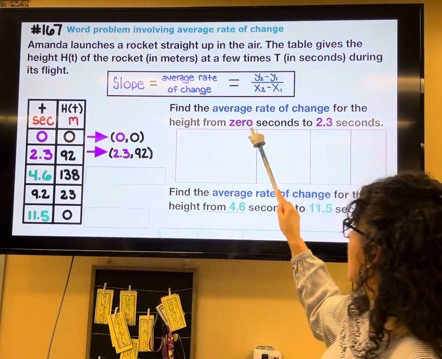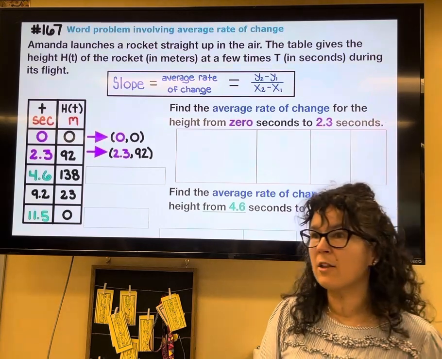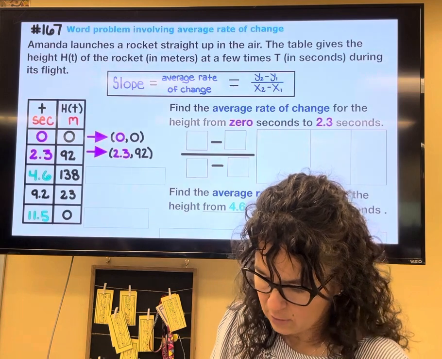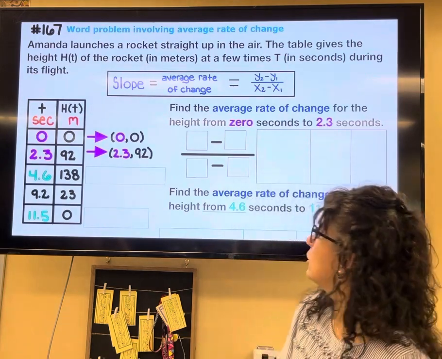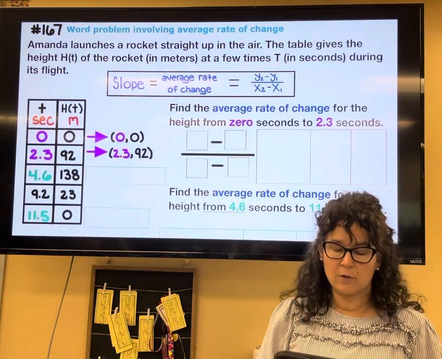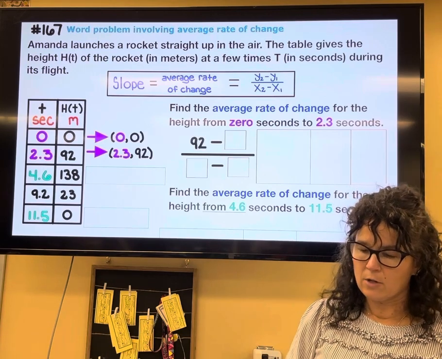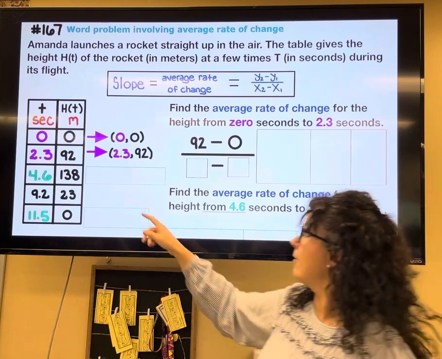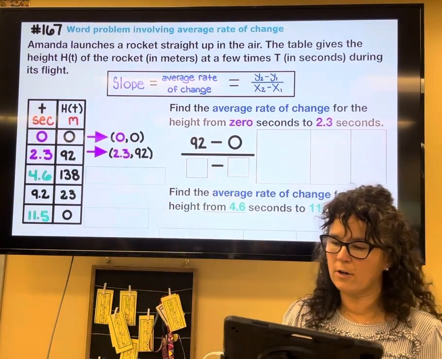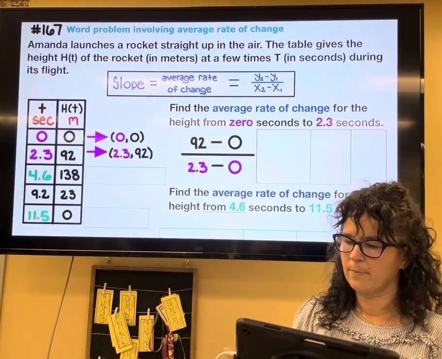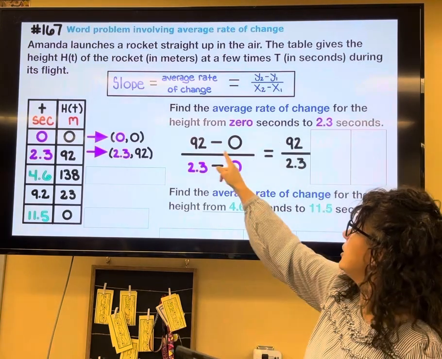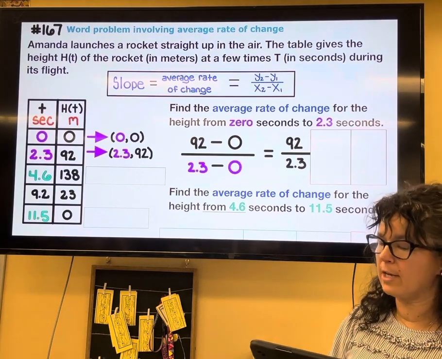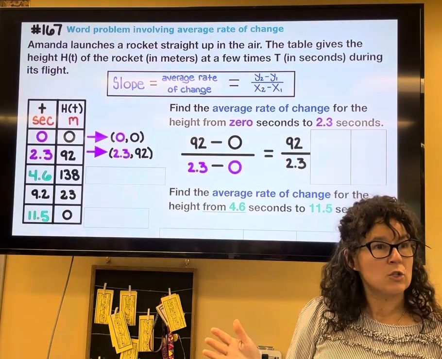So now that I've grabbed the correct 2 points out of the table, I'm ready to find the slope. So if I find the slope, I want to subtract the y's over subtracting the x's. So I'm going to do 92 minus 0, and then 2.3 minus 0. 92 minus 0 is 92, 2.3 minus 0 is 2.3, and then we want to enter this into our calculator.